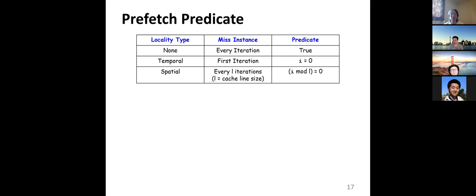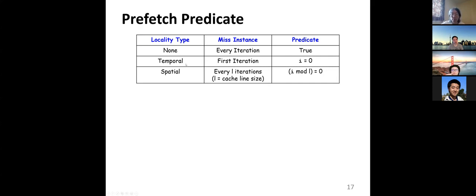This is the same reuse as before; prefetching is just trying to utilize that math. Using this math, we can identify the prefetch predicate, on when and what to prefetch. There can be several different types of predicates. First of all, if there's no locality, then a miss happens every iteration and the predicate is true; there's nothing we can do here.